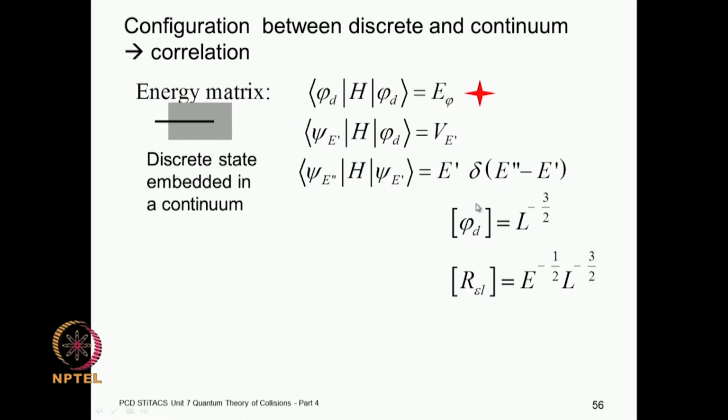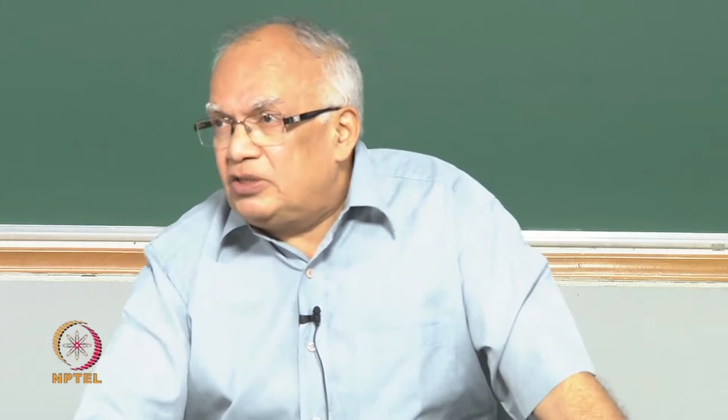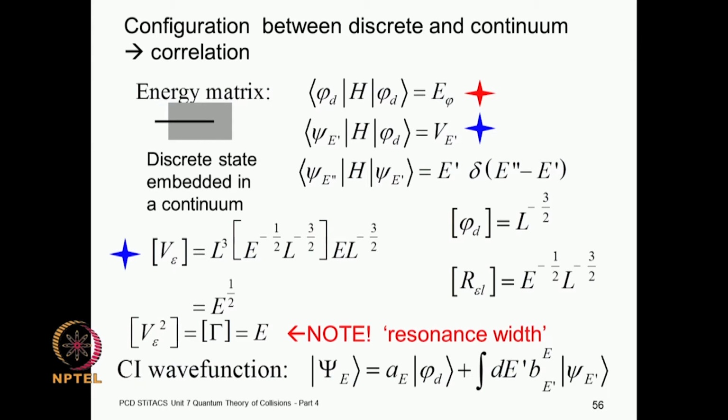Now, the thing to remember, as I mentioned earlier, is that this has a dimension of L to the minus 3 by 2, and this will have a dimension of E to the minus half L to the minus 3 by 2. So, what is the dimension of V e? The dimension of V will be E to the half. So, this V has a dimension of root energy, and this is to be remembered because when we take its square, you get the energy width which has the dimensions of energy. So, that comes out as V square in our analysis. So, just remember these dimensions.